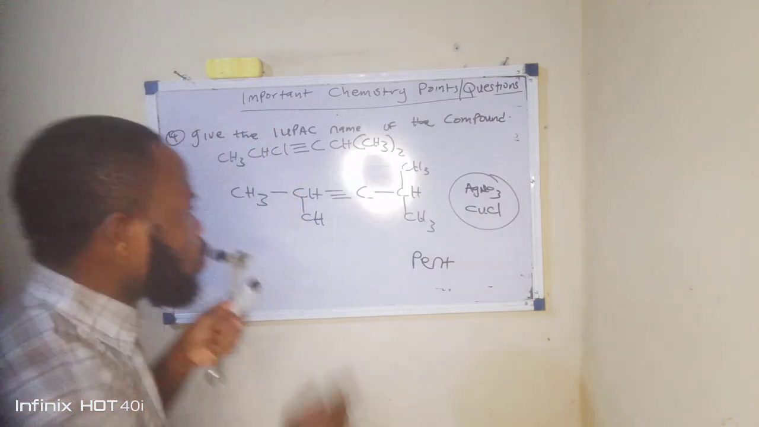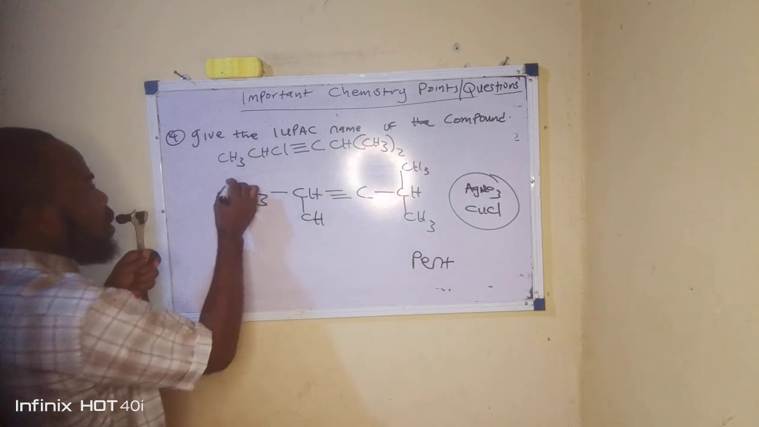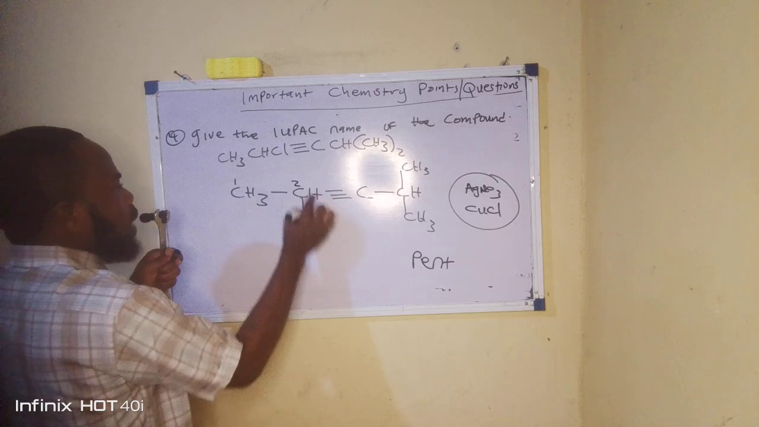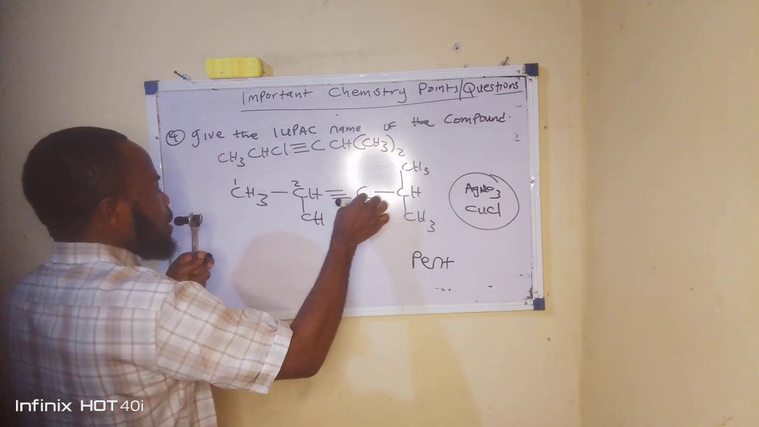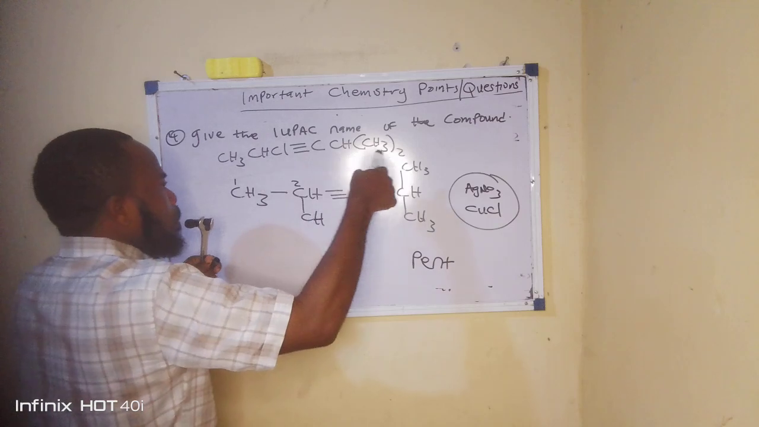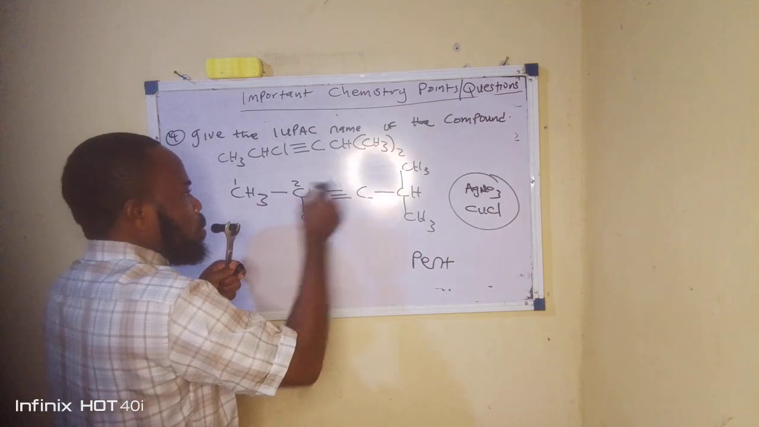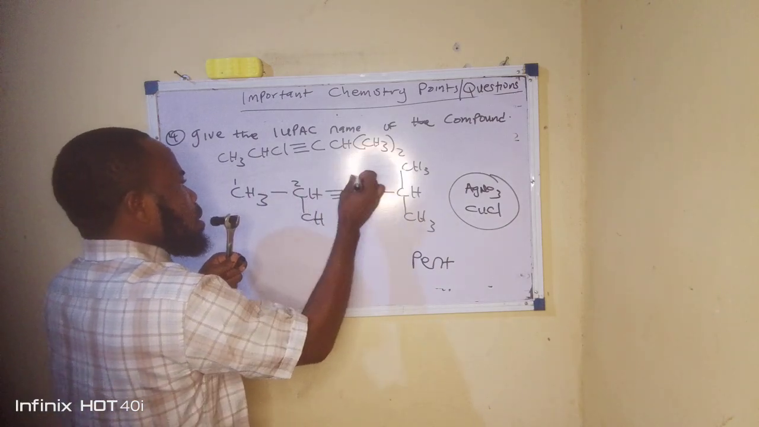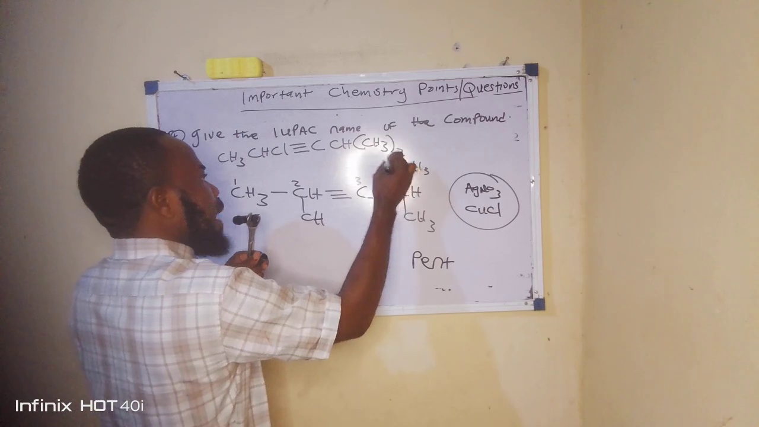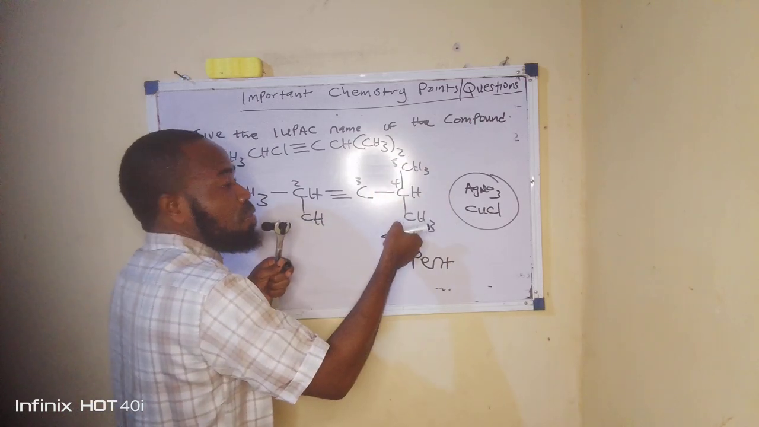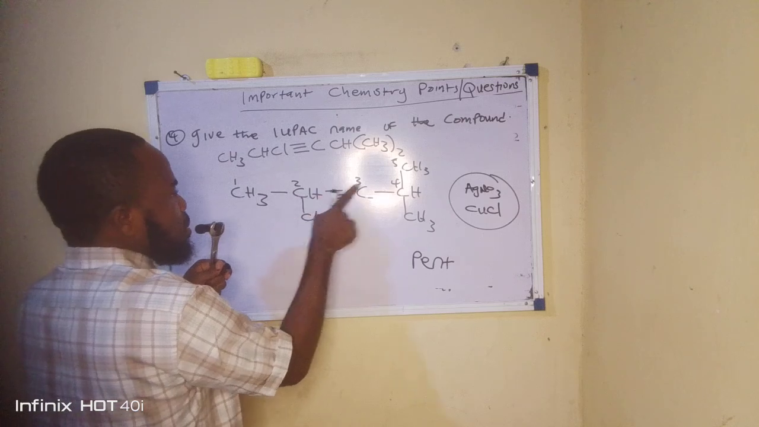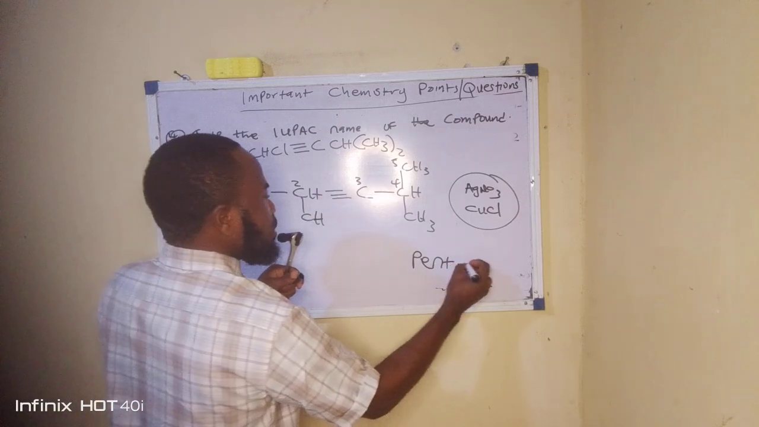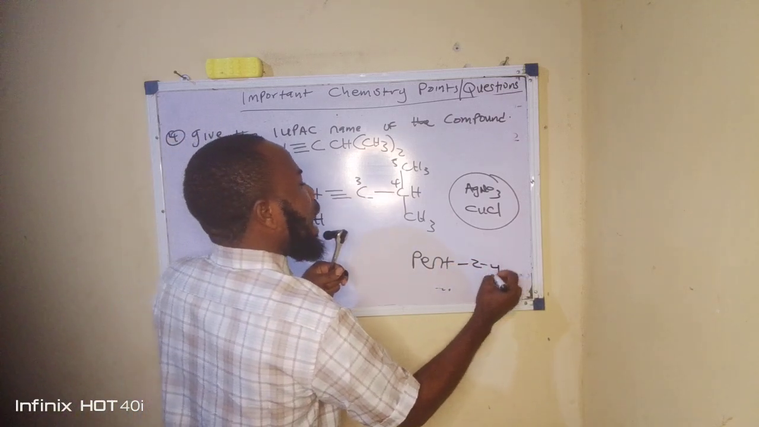Now let's go like this. 1 2, I've gotten to the triple bond. But if I take it from this angle, 1 2 3, I get to the triple bond. So I'm looking for the place that is closest to the triple bond. So it becomes 1 2 3 4 5. I might decide to take it down, doesn't really matter. Between 2 and 3, I have my triple bond. So I'll say pent-2-yne.